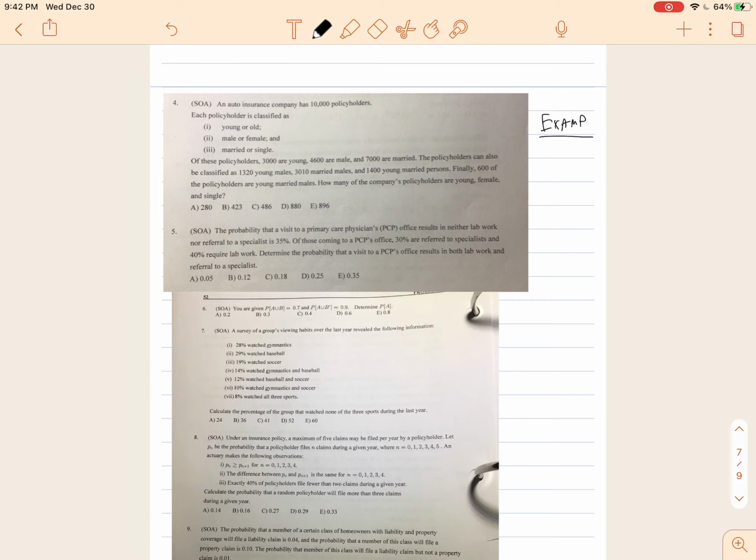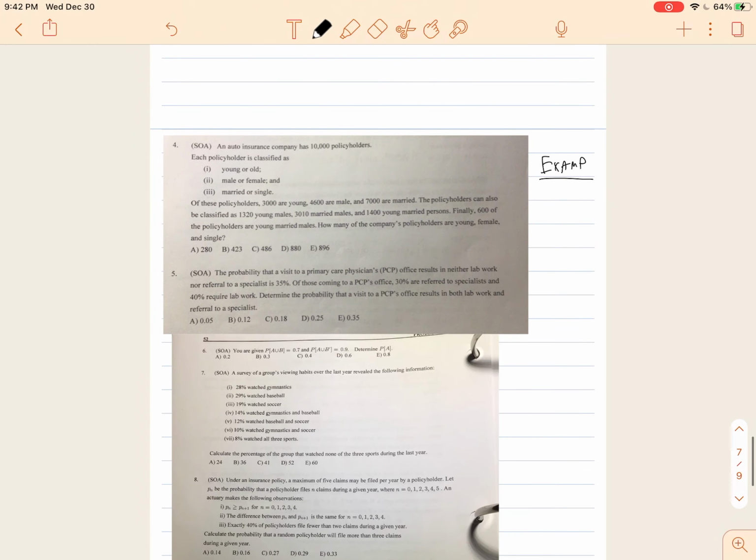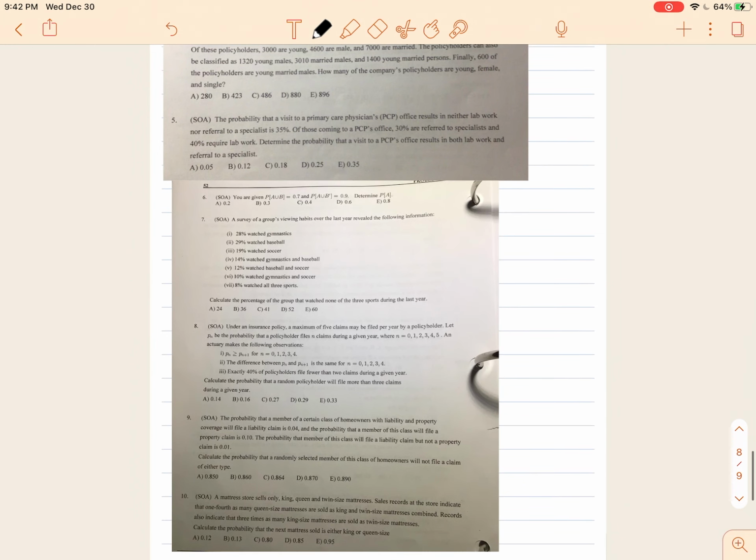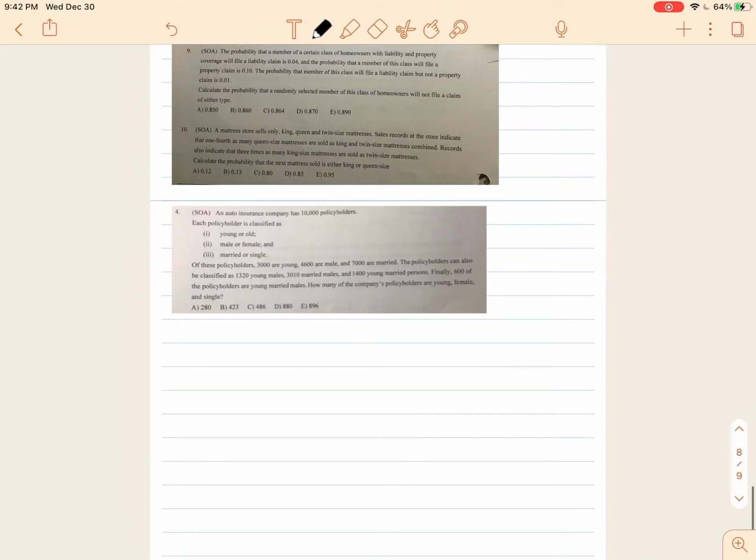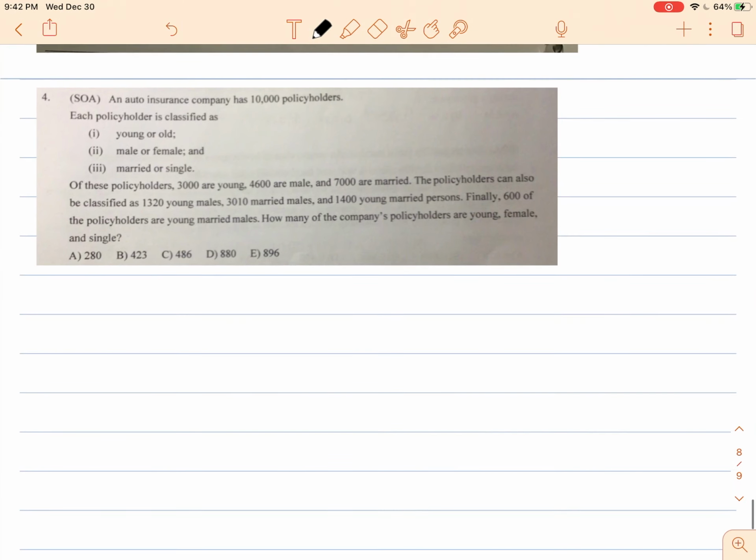This is the Exam P ACTEX Study Guide Fall 2020, problem set 1. We're going to do problems 4 through 8, I believe, starting with problem 4. So let's get right into it. Let's not waste any time at all.